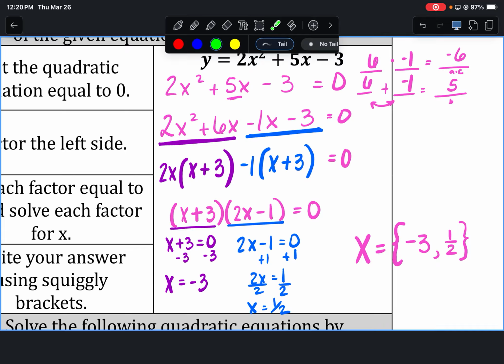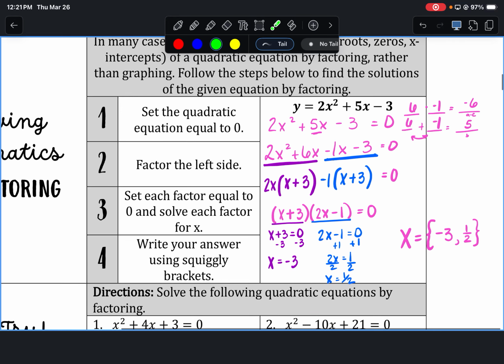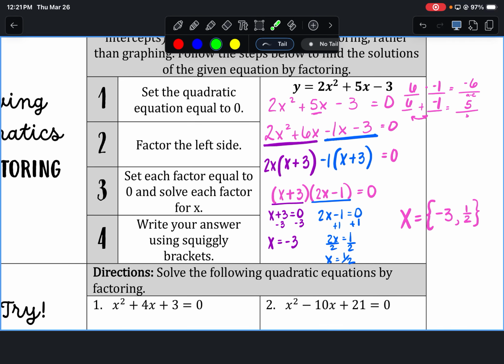So we can write our factors now as x plus 5 times x plus 5 equals 0. We could also write it as x plus 5 squared. Either way works. And now we're going to set them both equal to 0 and solve. So we're going to do x plus 5 equals 0. And we need to do x plus 5 equals 0.